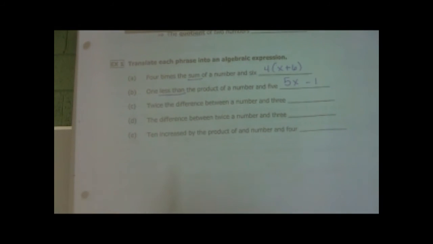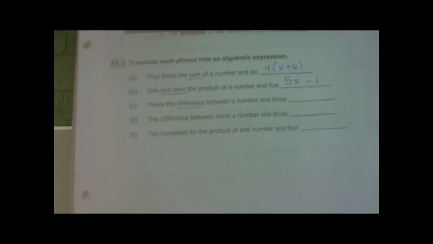Then I have twice the difference. Remember, sum or difference, you're now looking for parentheses. So twice the difference is 2, and then in parentheses. And it's between a number and 3. This has to be in the same order. So this is x minus 3.